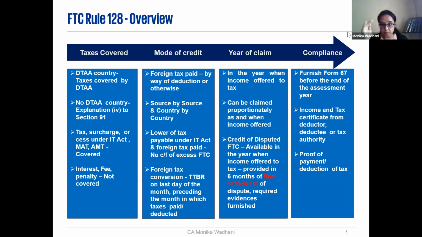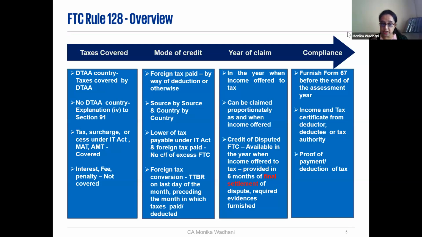Then it comes to the mode of credit: how a credit has to be computed and calculated. It says that you have to see foreign taxes paid by way of deduction or otherwise. Now there are certain intricacies over here. It only says by way of deduction or otherwise. So what happens in the case of underlying tax credit, where you have not paid that by way of deduction? What do you mean by the term otherwise? We'll see that in the next slide.